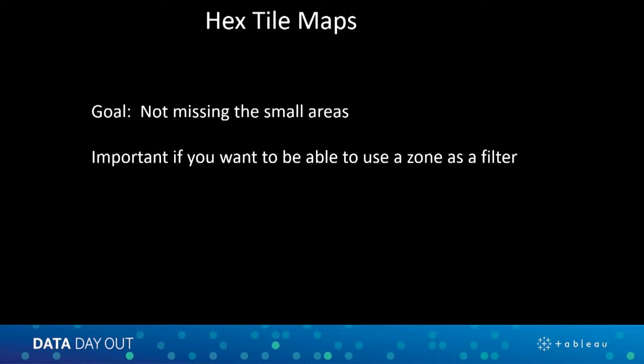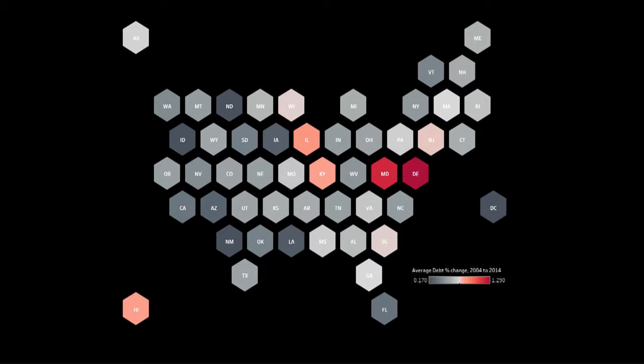One way to get around that issue would be to create what you call tile-style maps. The idea here is to not miss the small areas, and this will be important if you want to use the zone as a filter. So this is a typical example. I try to avoid US examples, but it works quite well with this kind of thing.